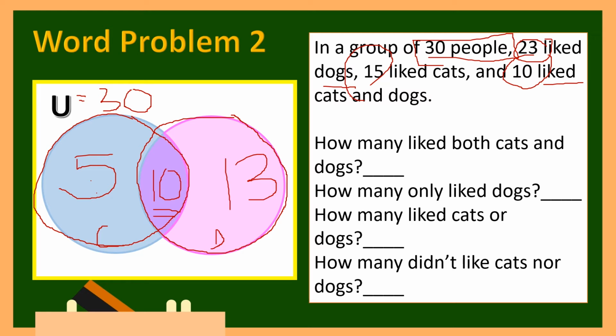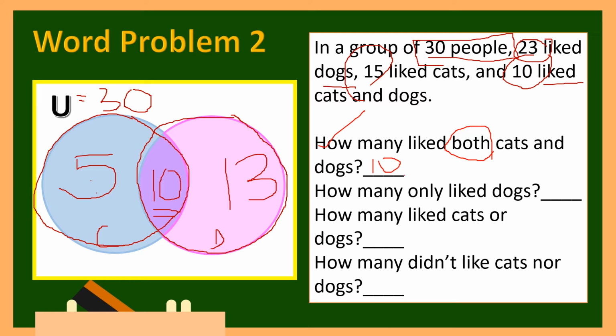First question natin, how many like both cats and dogs? Ngayon, ang hahanapin natin ay both cats and dogs. Gusto daw ng cat at gusto din ng dogs. Ibig sabihin, yung kanilang intersection. Based naman dito sa ating problem, kitang-kita naman na 10 like both dogs and cats, or the intersection of cat and dogs is simply 10. Ganun lang po kasimple.